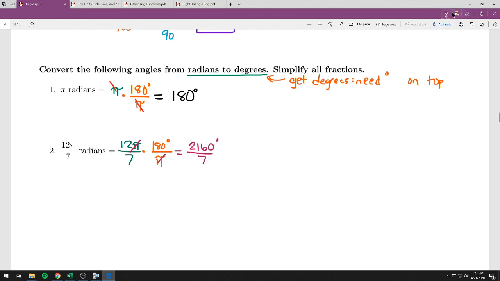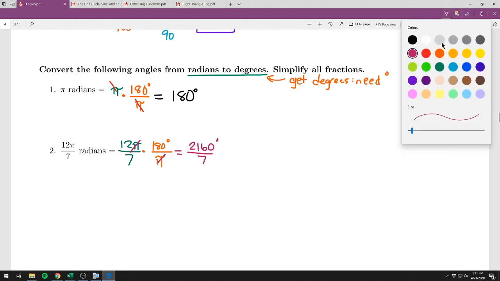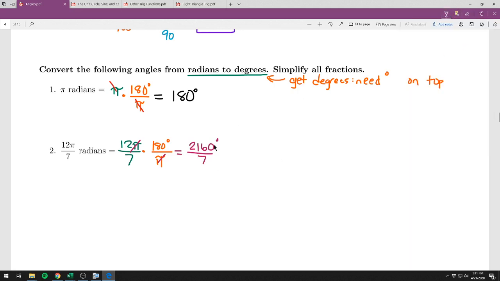And this fraction doesn't simplify. Right, so 2,160 over 7 is simplified. They don't have any common factors. You can check that in your calculator. 2,160 is a rather big number. So you can write your answer perfectly like this.